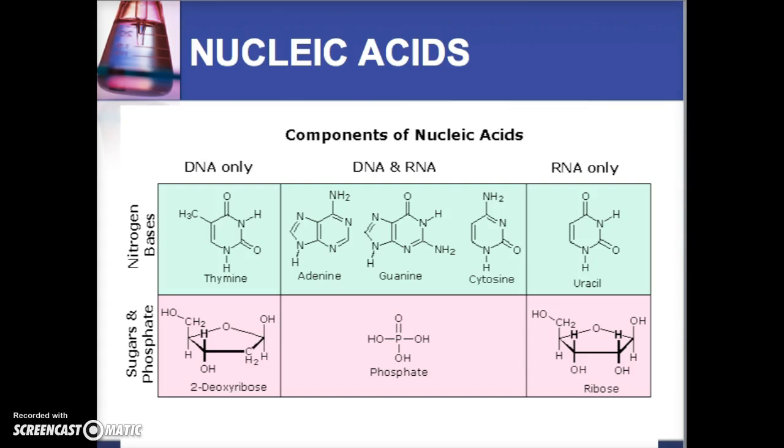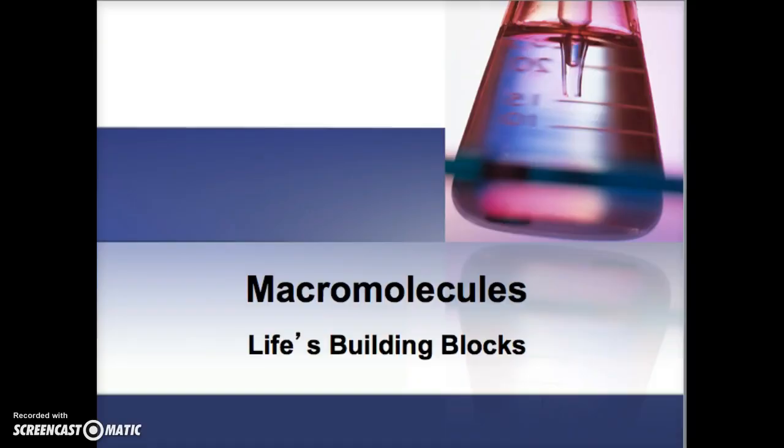So again, the 2 kinds of nucleic acids are DNA and RNA, and they are made of monomers, which are called nucleotides. Nucleic acids serve the function of storing and transmitting genetic or hereditary information. RNA stands for ribonucleic acid, and DNA stands for deoxyribonucleic acid. So that has given you an overview of macromolecules, which is the section of Chapter 2 discussing life's building blocks.